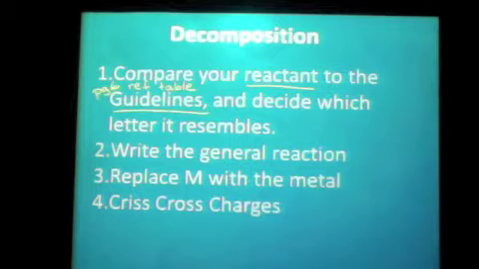Step 2, write the general reaction, which is what's found on page 6 in the guidelines. Step 3, replace M with the metal. And then step 4, crisscross charges. This is the most forgotten step, and this is the step that is across the board on all the different types of reactions. You have to remember to crisscross.